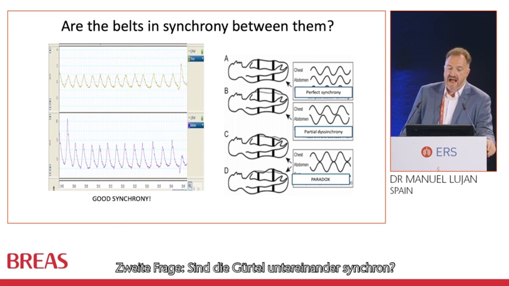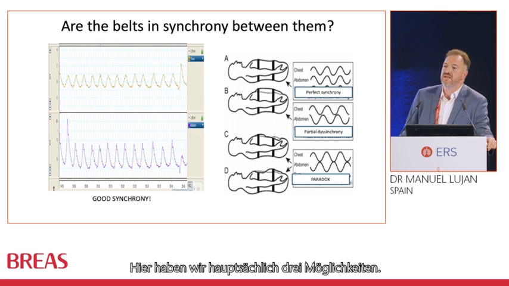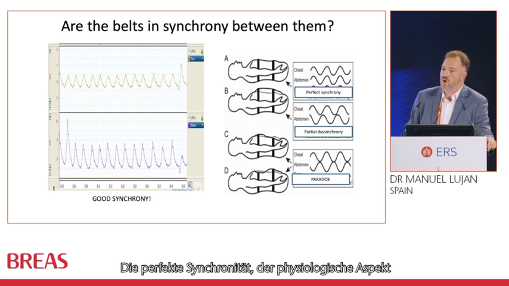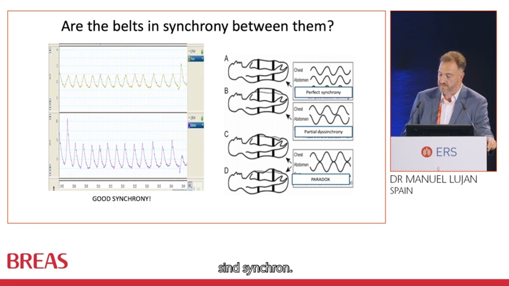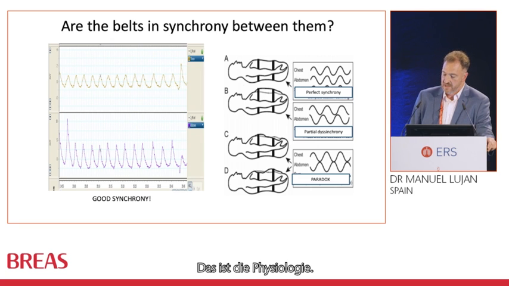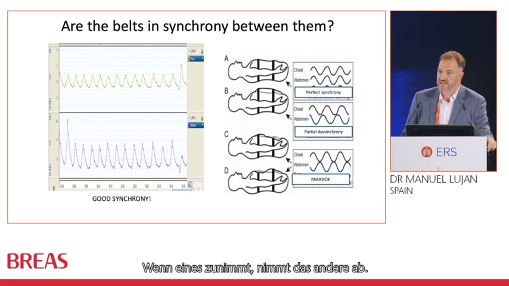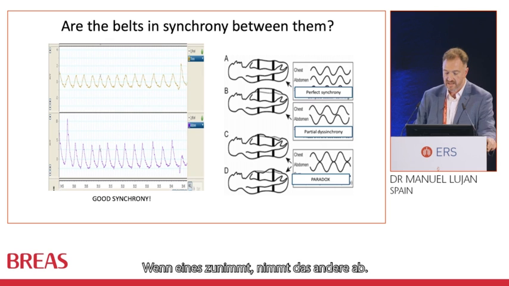Second question: are the belts in synchrony between them? Here we can have 3 main possibilities. The perfect synchrony, the physiological aspect of the belts: the abdominal and the thoracic rib cage belt are in synchrony. When there's an increase in the abdomen, there's also an increase in the chest. This is the physiology. It can be a partial dysynchrony, or it can be a paradox. When one is increasing, the other is decreasing.